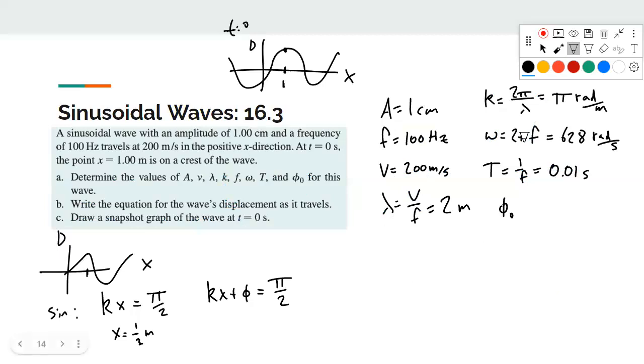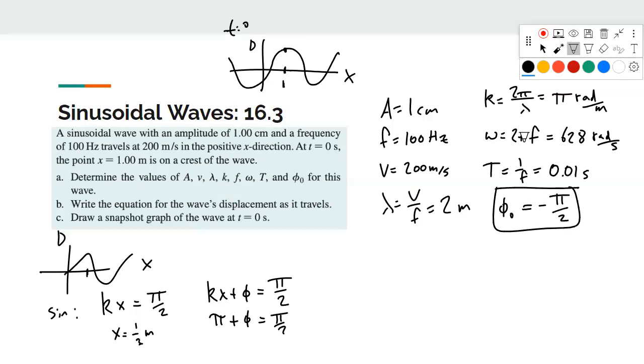And so plugging in x equals 1 and our k equals pi, this is just pi. So we have pi plus phi equals pi over 2. And so we get a phi of negative pi over 2. Let's write it up here. So that's the hard one from part A.